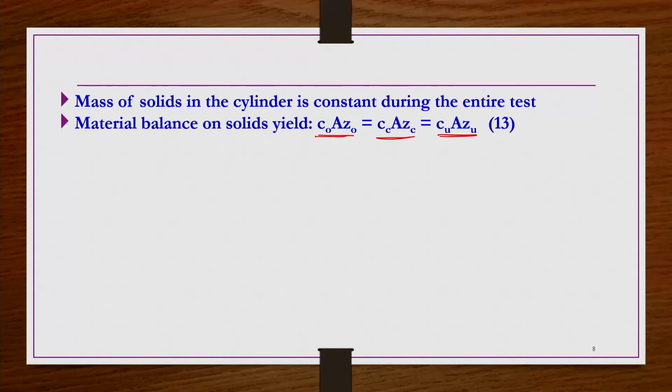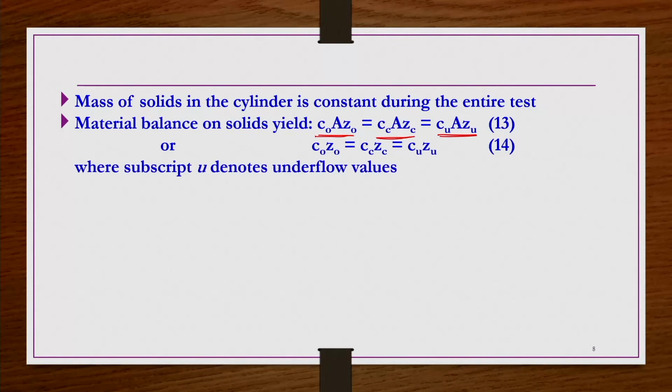Okay. The only thing is that A is fixed here in all the cases. C0 Z0, Cc Zc, Cu Zu are changing in a combination such that the total product value, whatever C0 A Z0, Cc A Zc, Cu A Zu are, is going to be constant. So, since the area is constant, the same equation you can write as C0 Z0 is equal to Cc Zc is equal to Cu Zu, where u denotes underflow values.